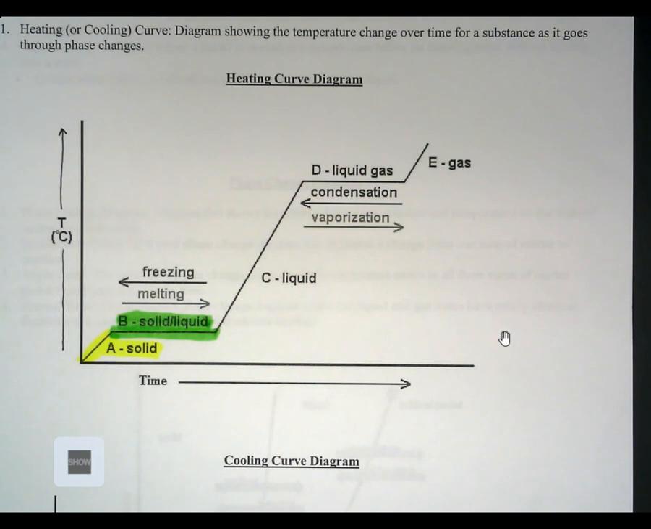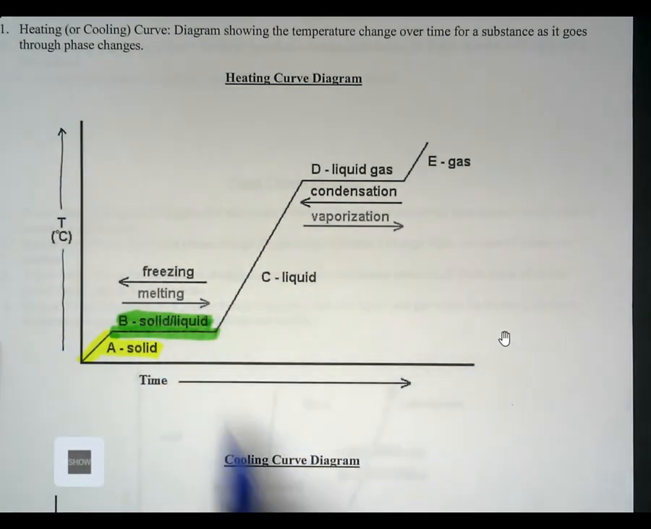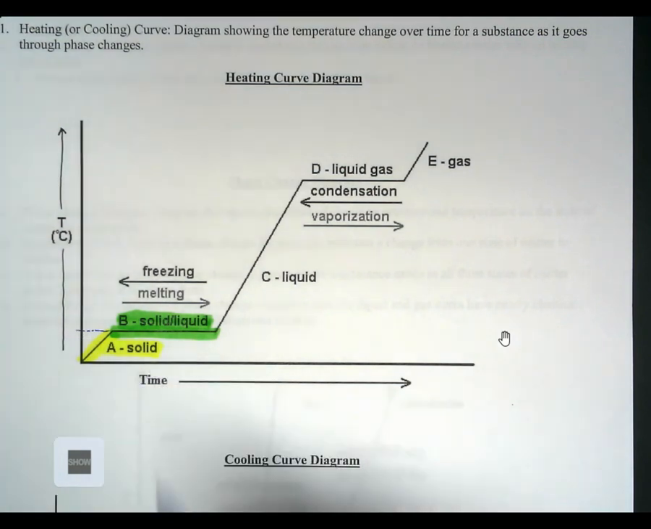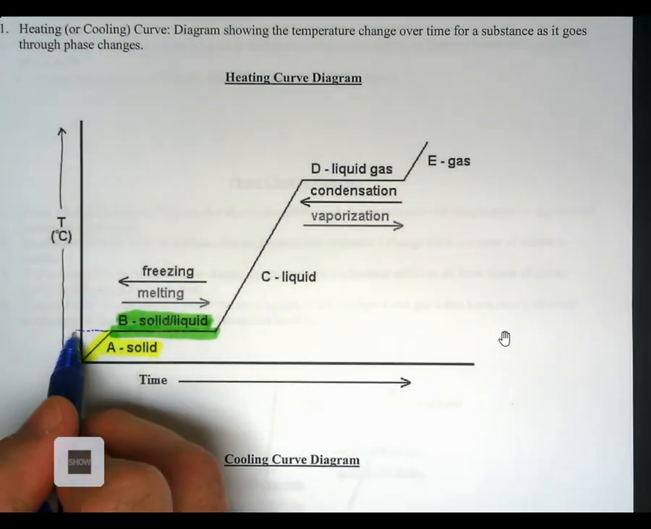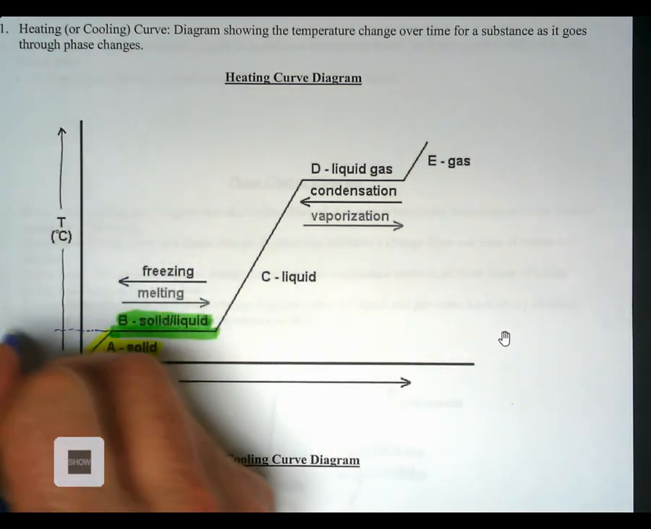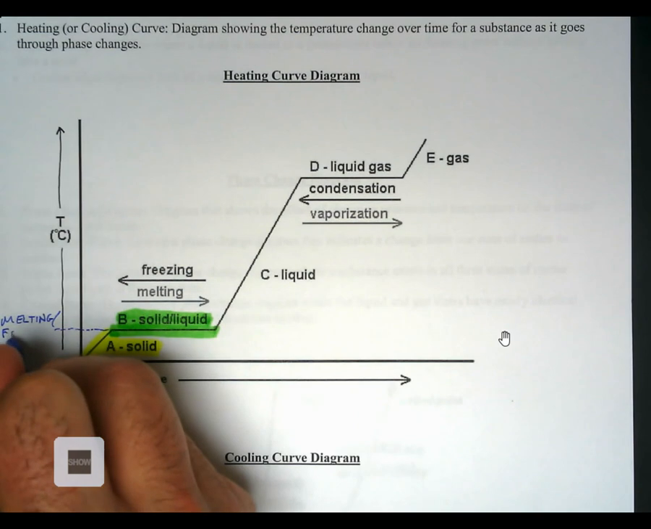But if we look at the graph, what does the straight line tell us about the temperature? Yeah, good. It's staying the same, right? The temp at this point isn't changing. It's turning from a solid to a liquid, but the temp is staying the same. So this point right here, the point at where it turns from a solid to a liquid, the temperature point for that is called the melting or freezing point, right?